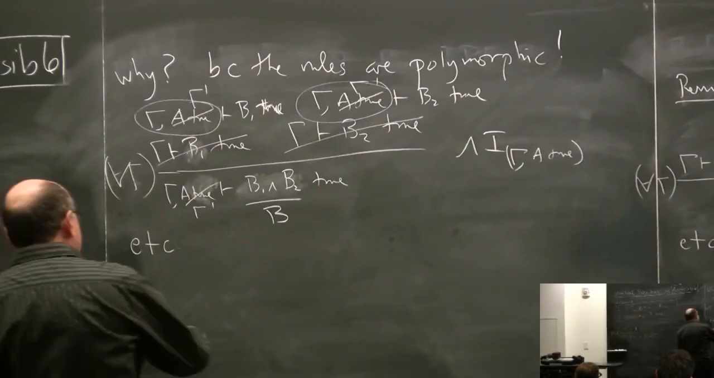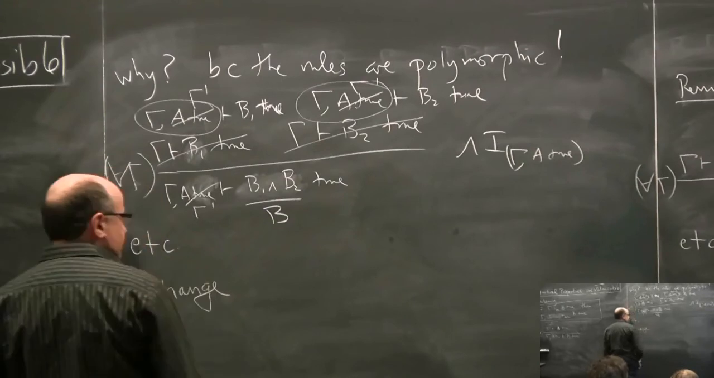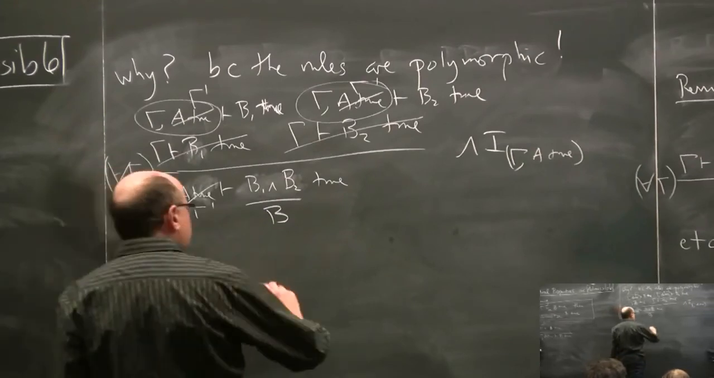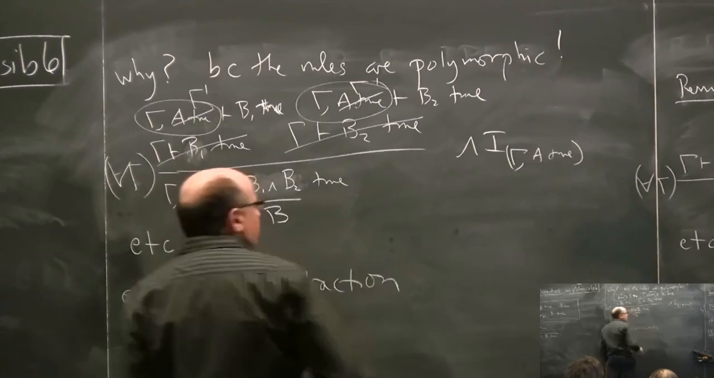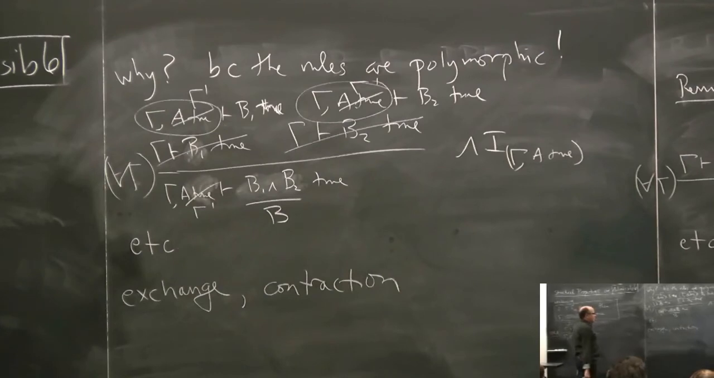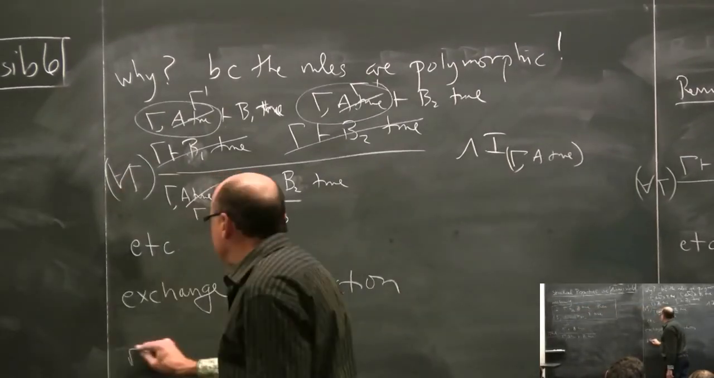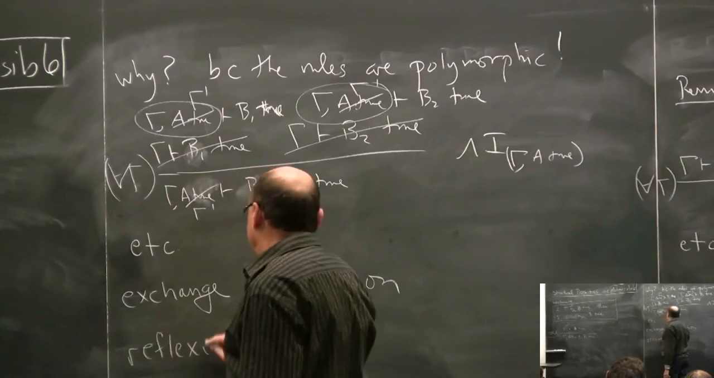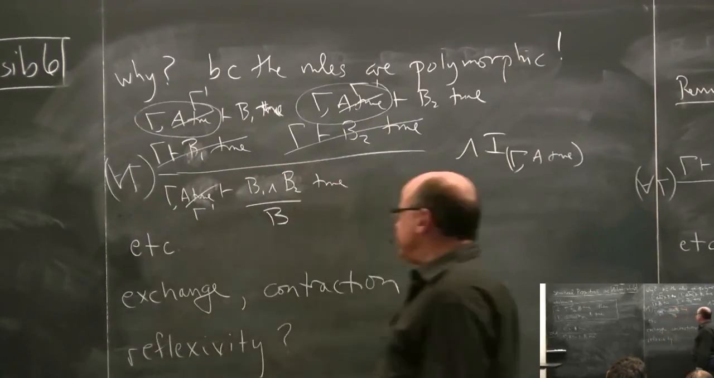Similarly, you can do exchange, which says the order of hypotheses doesn't matter. And you can do contraction, which says that duplicating a hypothesis is the same as just writing it down once, so you can do exchange and contraction. What about reflexivity? This must be taken as primitive.